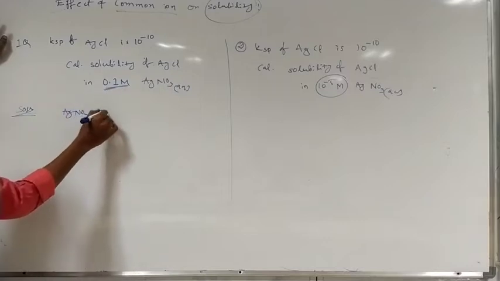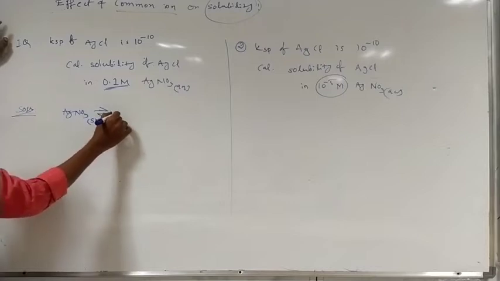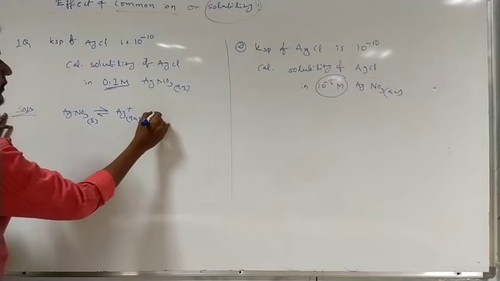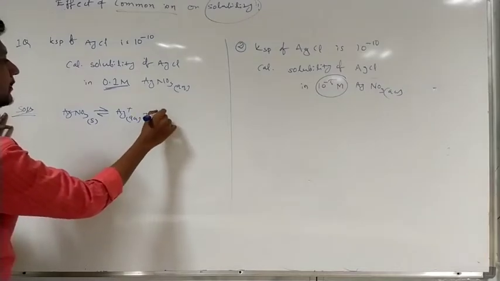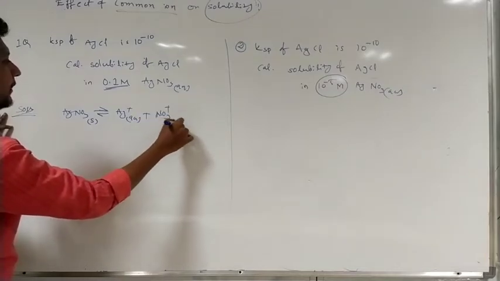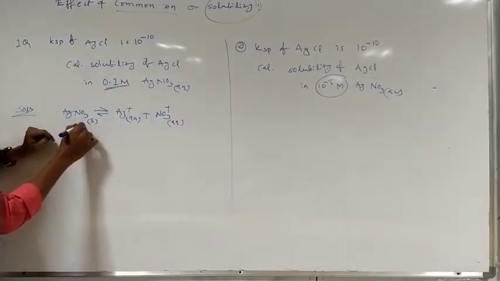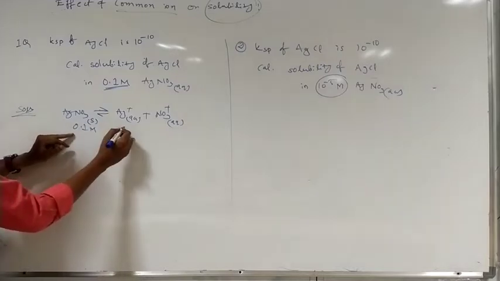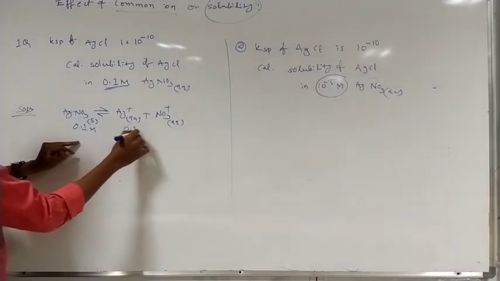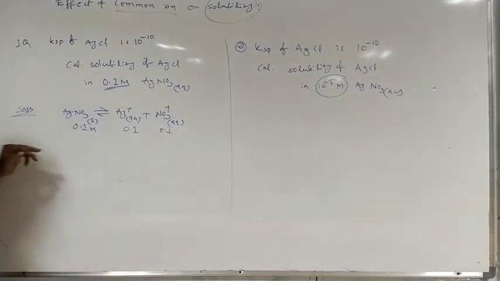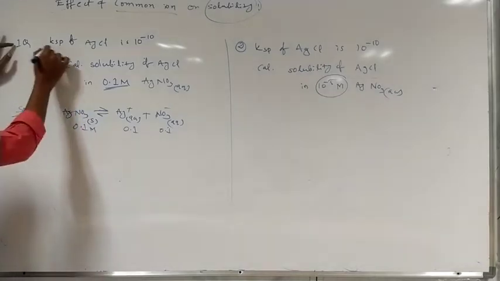AgNO3 solid undergoes dissociation in aqueous solution. Here it forms Ag+ and NO3-. Here AgNO3, how many moles? 0.1 moles of AgNO3 dissolved in water can produce 0.1 mole of Ag+ and 0.1 mole of NO3-.